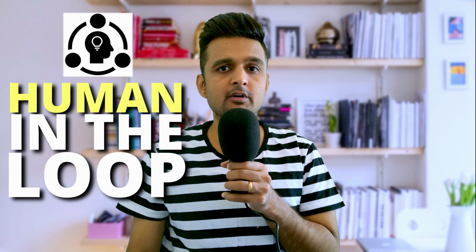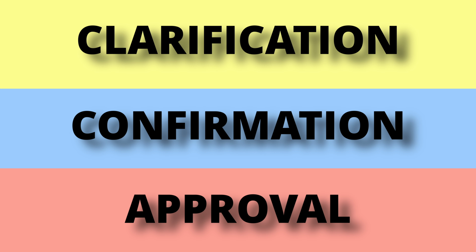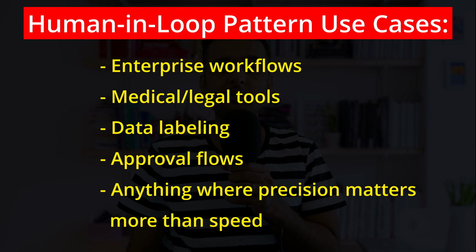And finally, one of the most important design patterns for real-world reliability, human in the loop. This is where the agent pauses and asks a human for clarification, confirmation, or approval before proceeding further. It keeps systems safe, aligned, and accurate, especially for decisions where mistakes are expensive. Here are a few example use cases of the human in the loop design pattern.